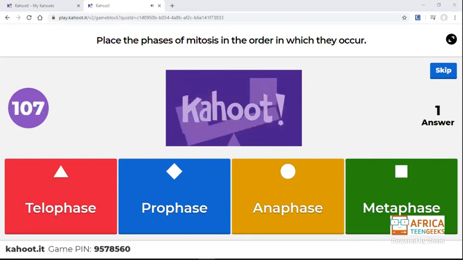Okay. So you guys are getting it correct. So it's prophase, okay. So maybe it was this question. So it's prophase, metaphase, anaphase, and then telophase. That's what everybody's giving me now.